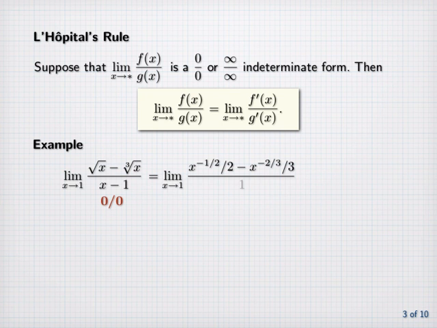So now we have a form that's no longer indeterminate. Clearly, as x approaches 1, the numerator approaches 1/2 minus 1/3, and so we have 1/6. That's our limit.